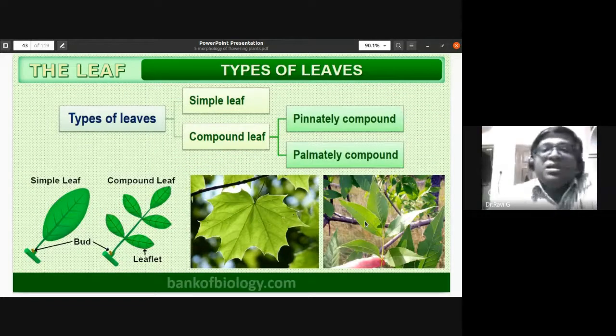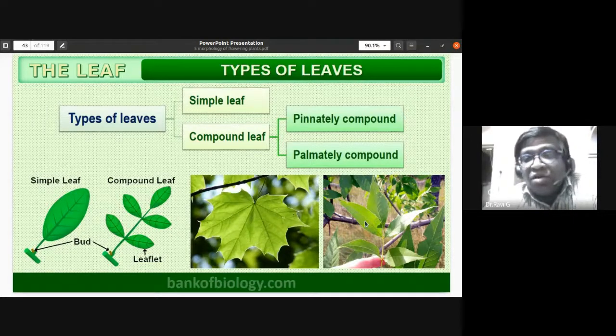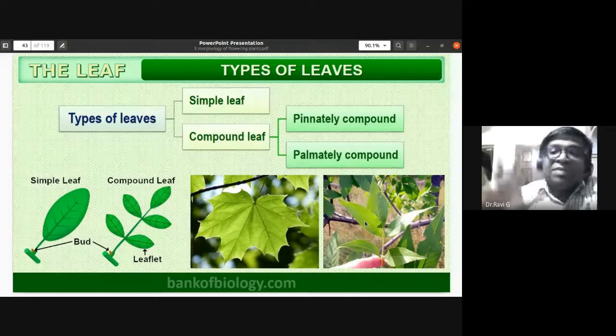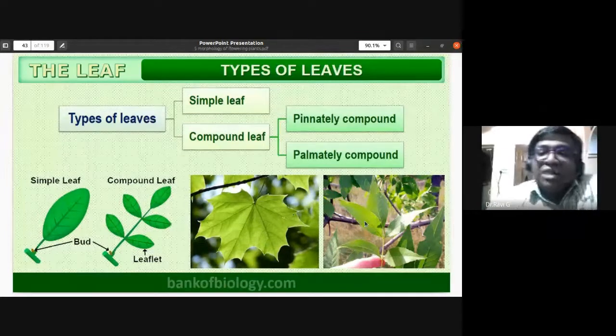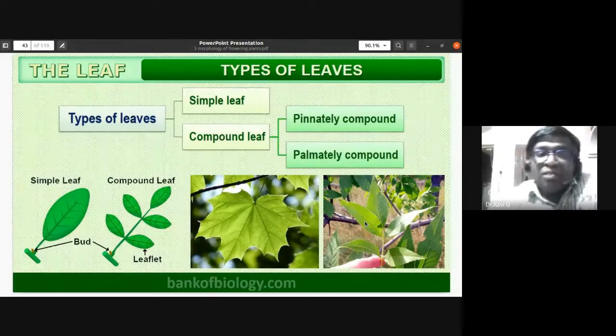Now the types of leaves. The leaves are of different types: simple leaf and compound leaf. In a simple leaf, the petiole gives rise to a single leaf. We call it a simple leaf. Compound leaves have many leaflets. A compound leaf might be pinnately compound or it might be palmately compound.